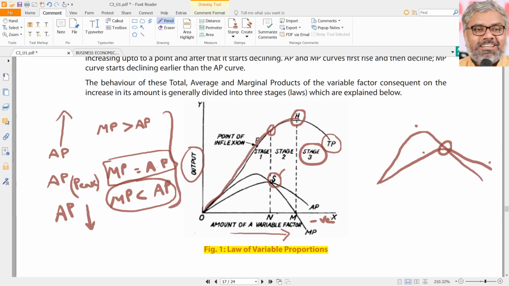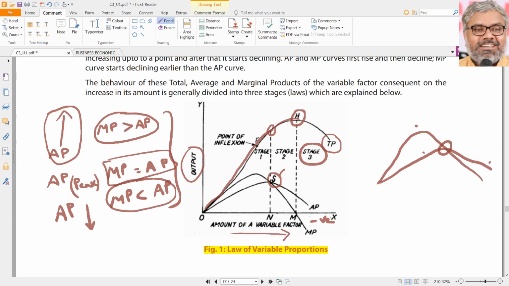That is total product. But what is the point in stage 1? Here, marginal product is more than average product. That is the feature of stage 1. And another important feature in this is average product is on the rise. Average product is on the rise in stage 1. In stage 2, average product is on the decline and marginal product is less than average product.